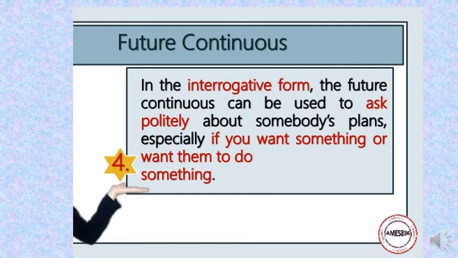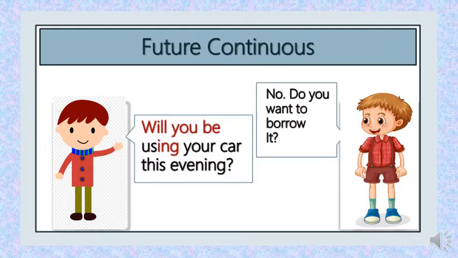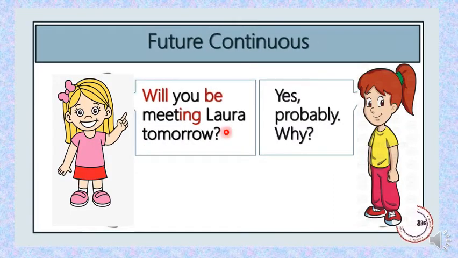Number 4. In the interrogative form, the future continuous can be used to ask politely about somebody's plans, especially if you want something or want them to do something. For example, will you be using your car this evening? No. Do you want to borrow it? And the example, will you be meeting Laura tomorrow? Yes, probably. Why?